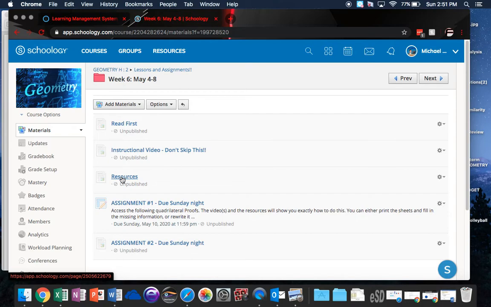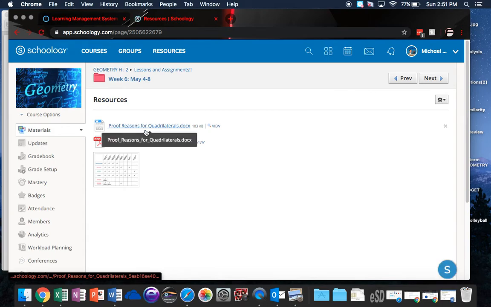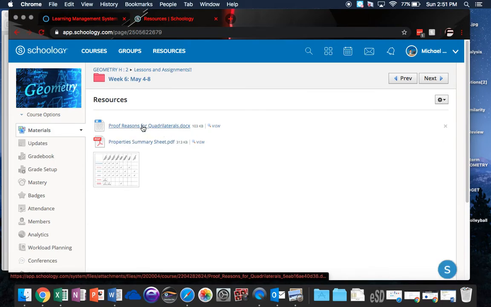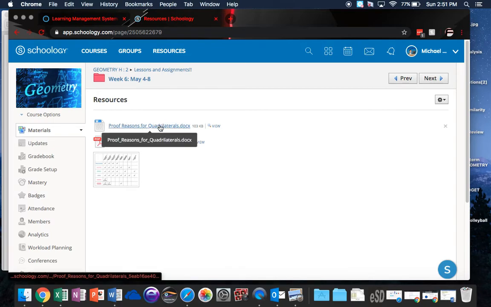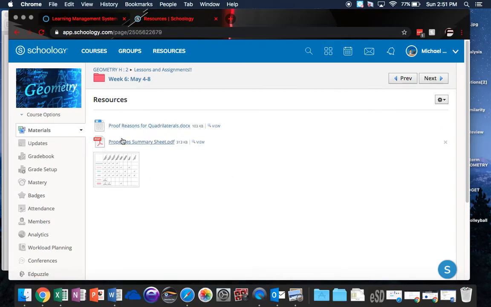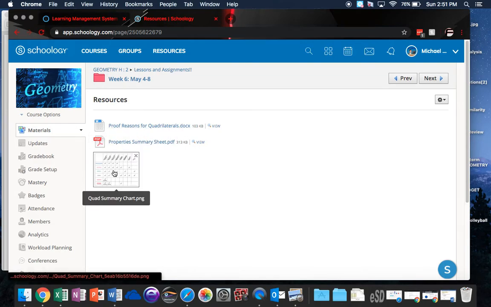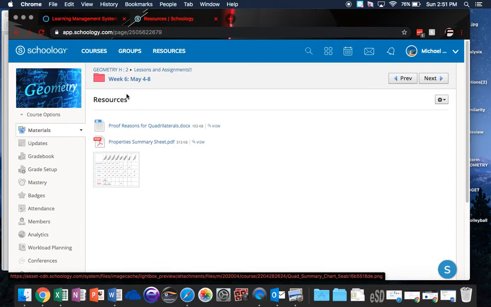So in the resources section, you're going to have 3 documents. Don't ask me why this one gave me a little snapshot of it, but the proof reasons for quadrilaterals. This is a big one for this. I'd print this out if you can, or at least have it available to you to toggle back and forth as you try to do the assignments. It has a list of all the quadrilateral proof reasons, so you don't have to reinvent the wheel here. There's the summary sheet for the properties again, and that same chart that I've used for the last 2 weeks now. So I included it all here, so it's right there.